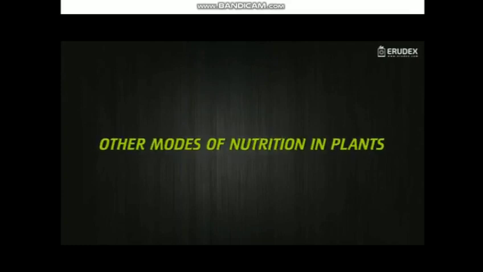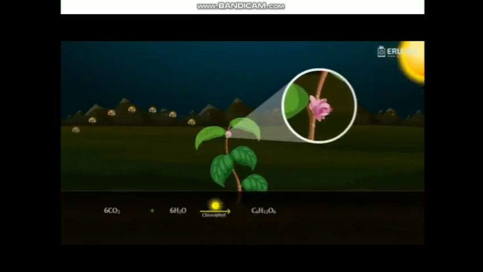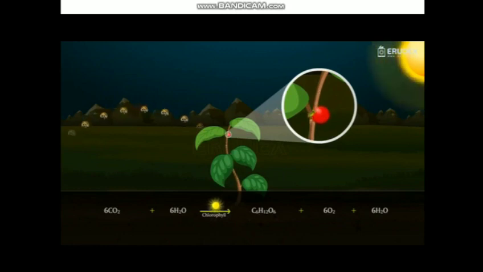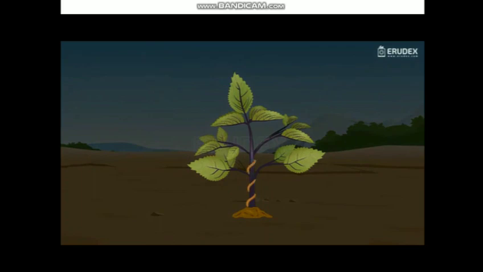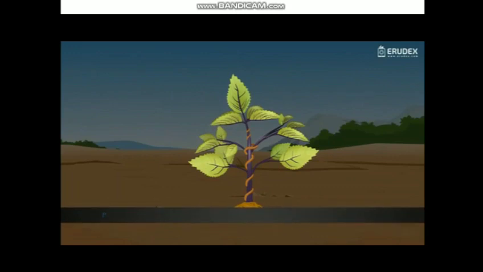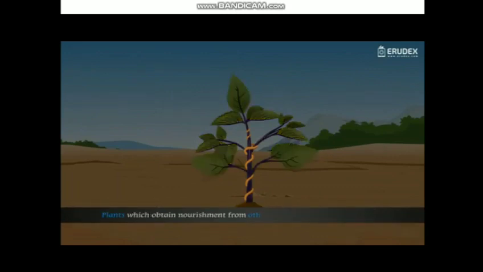Other modes of nutrition in plants. As we know, most of the plants perform photosynthesis and synthesize their food. Some of them exhibit a heterotrophic mode of nutrition by depending on plants which synthesize food. Such plants which obtain nourishment from other plants are called parasites. Parasitism is an example of heterotrophic mode of nutrition.